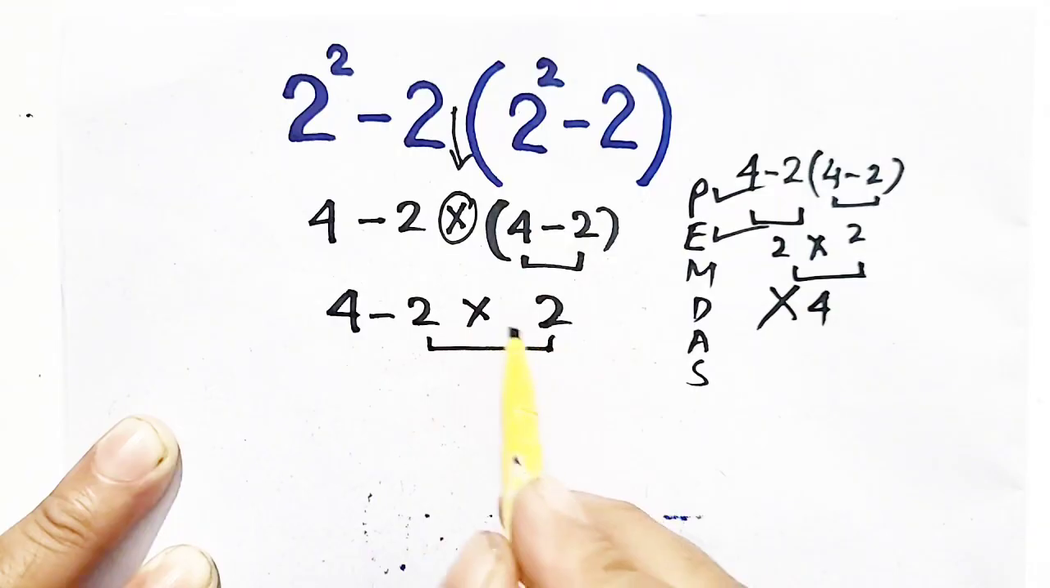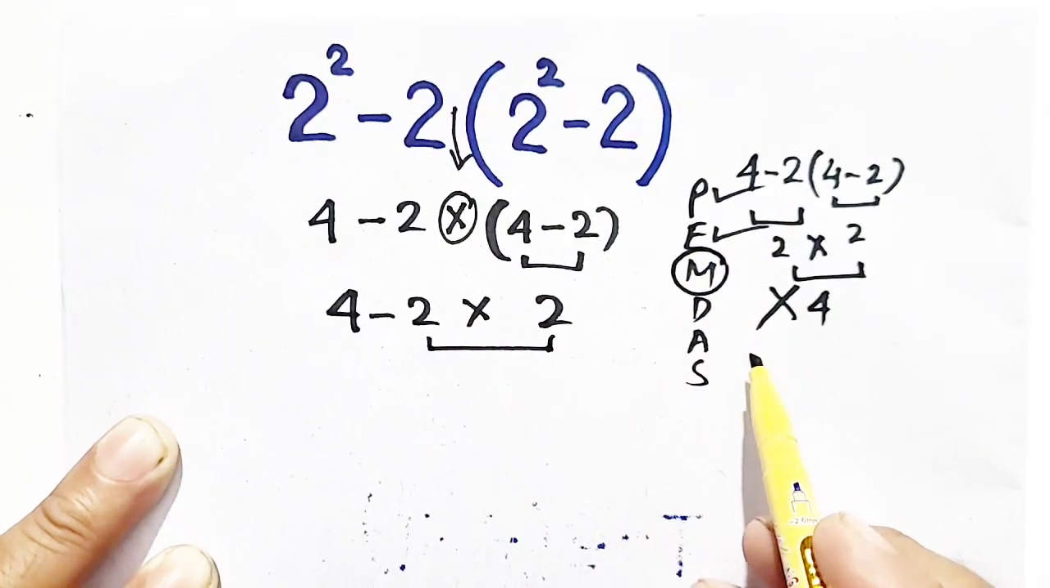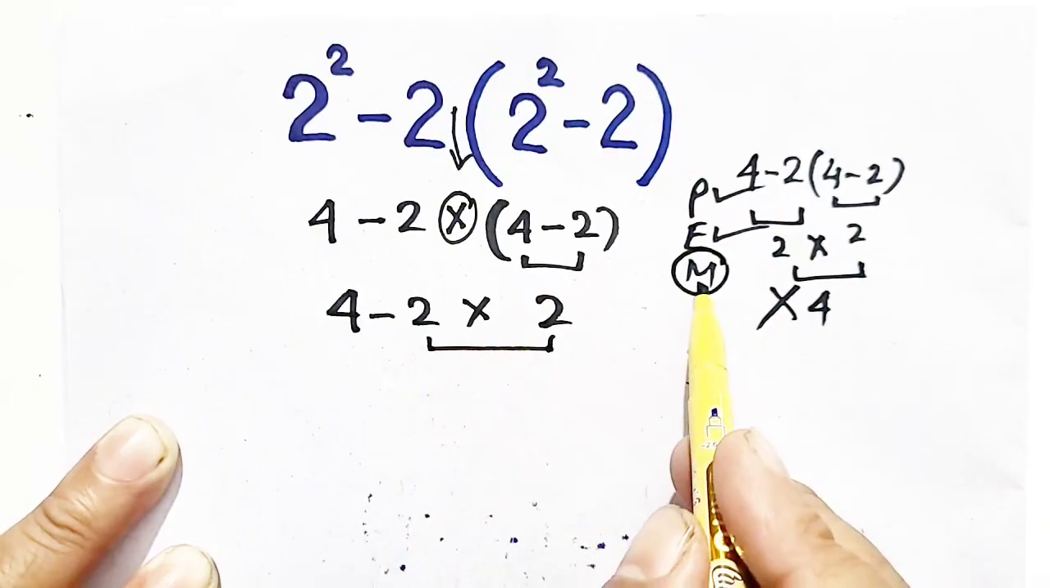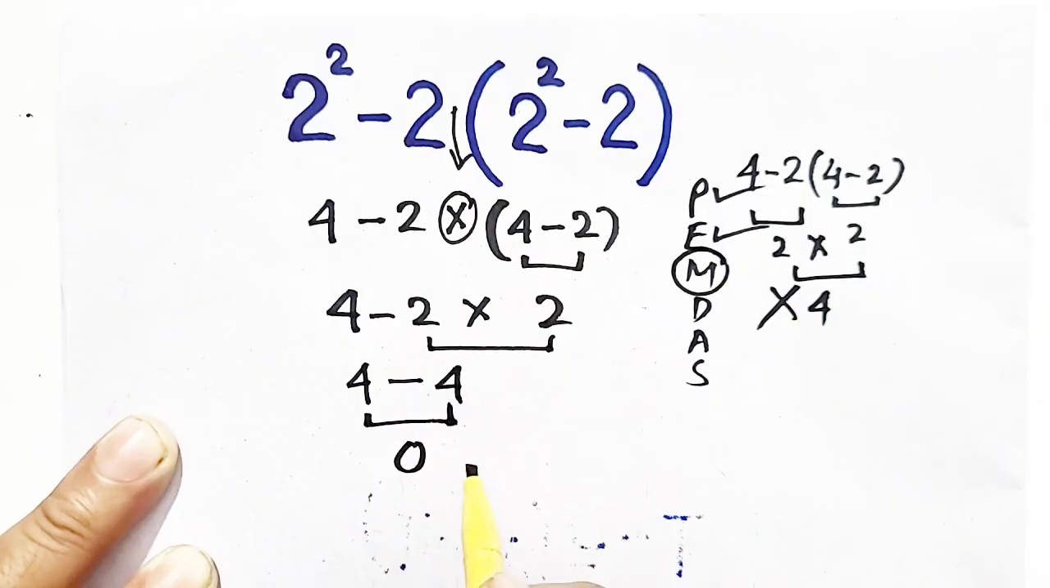So minus 2 times 2 will be solved first, because according to the order of operation, it's turn of multiplication. So 4 as it is, minus 2 times 2 will be equal to 4. 4 minus 4 will be equal to 0, which will be our correct answer.